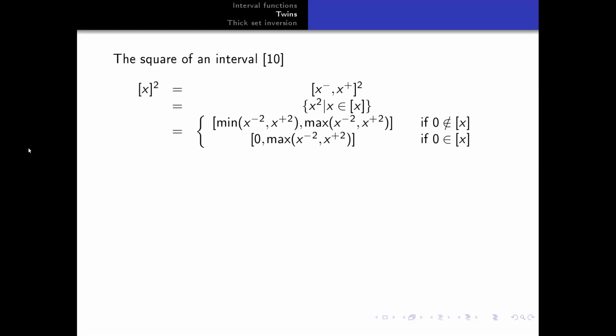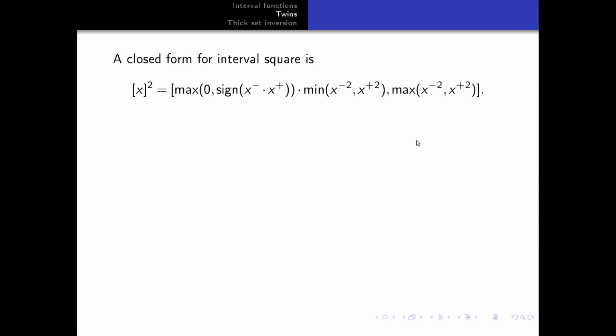So now how can I generalize this reasoning? The square is classically defined, if I use interval arithmetic, as the square of an interval being the set of all x squared such that x belongs to the interval. I can also have a representation using the lower bound and the upper bound, as explained here. I will also be interested in a closed form for the square of an interval, which tells me that the square of an interval can be computed directly from the lower and upper bound using this formula. So it is the one we will use to introduce the square of a twin.